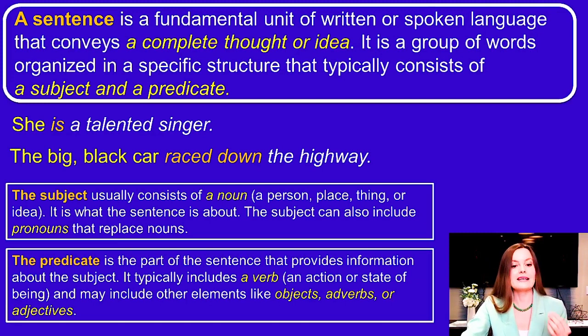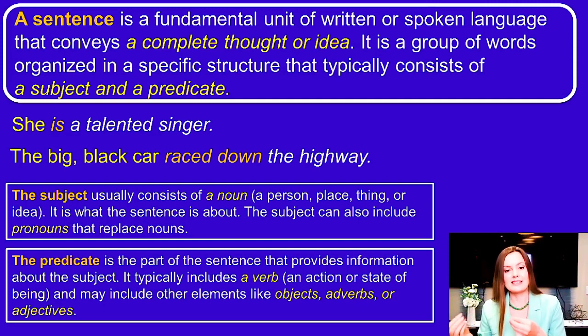The predicate is the part of the sentence that provides information about the subject. It typically includes a verb, an action or state of being. So a verb is an action or state of being, and may include other elements like objects, adverbs, or adjectives. So let's take a look at our first sentence. She's a talented singer. She is the subject. And what is the predicate? Is a talented singer. It includes the verb is and the object a talented singer.